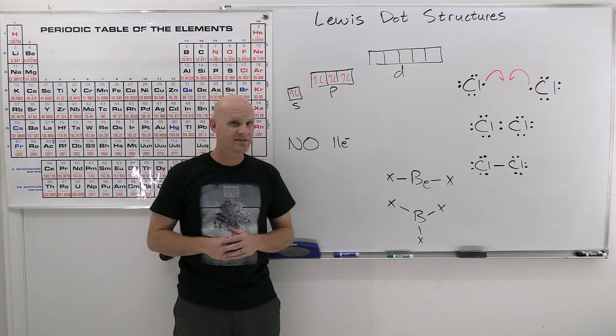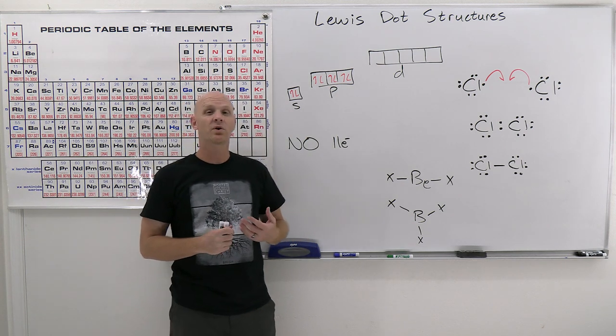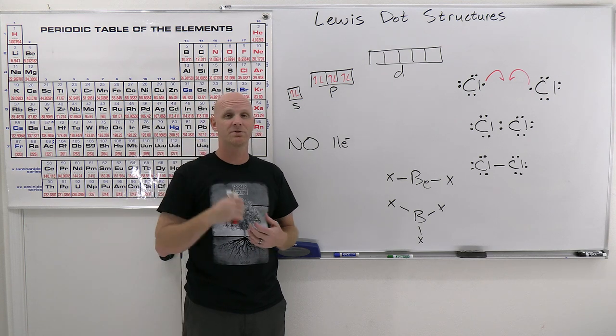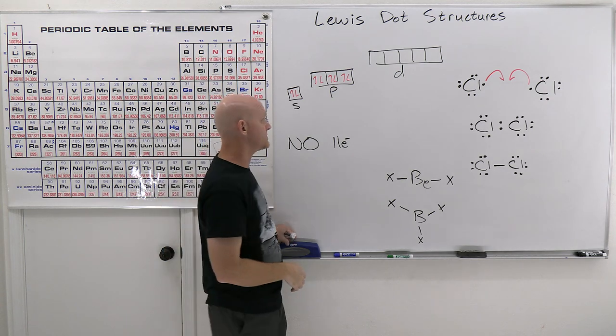So now that we've got the octet rule and all 3 notable exceptions down, we're just going to start following the rules for drawing Lewis structures, and we're just going to work our way through examples. Best way to learn these rules is to actually apply them in a variety of examples.